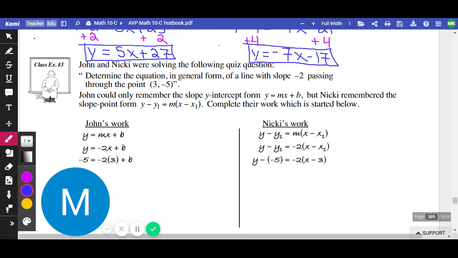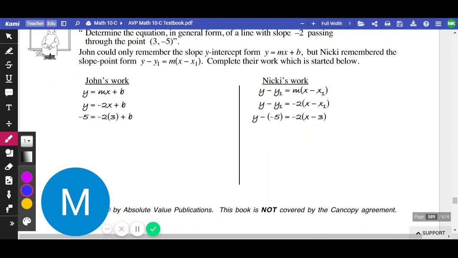Awesome, we have a couple people here who attempt to do exactly what we were just doing. So it says, determine the equation in general form of a line with the slope negative 2 passing through this point. John clearly remembers slope intercept form, but Nikki remembers slope point form. Compare their work, which is started below. So, we're looking at John's work. John took this information, he took his slope, he took his point, and he could only remember slope intercept form. So what he did was he took slope intercept form and he plugged in x, y, and m. Like that.